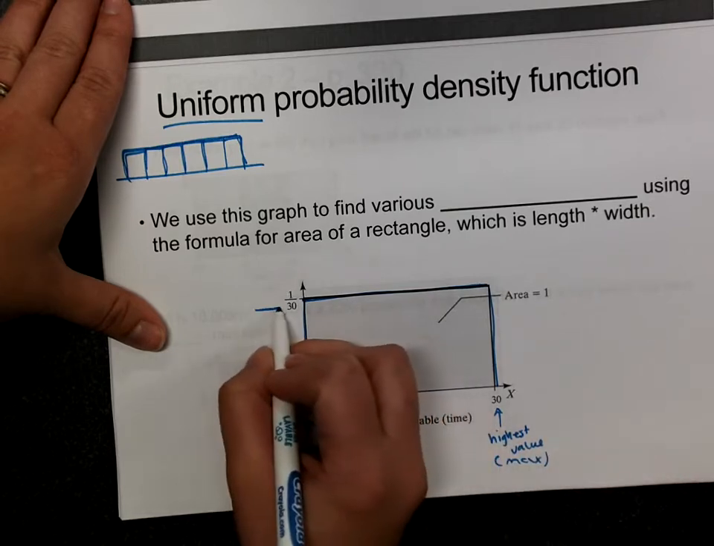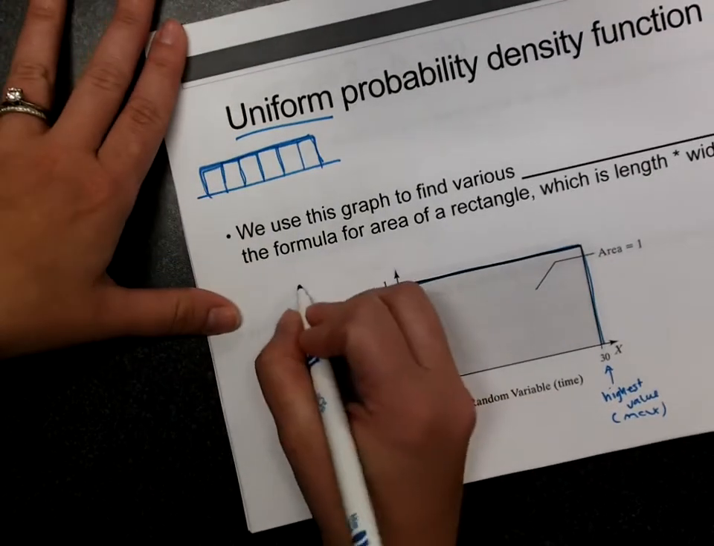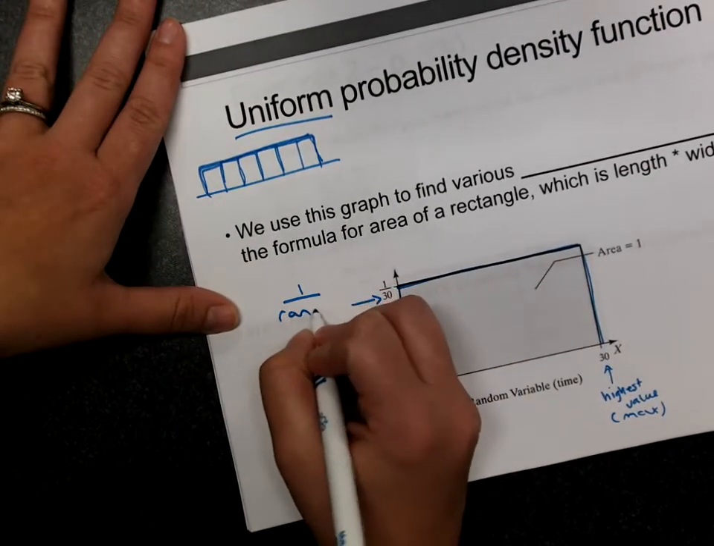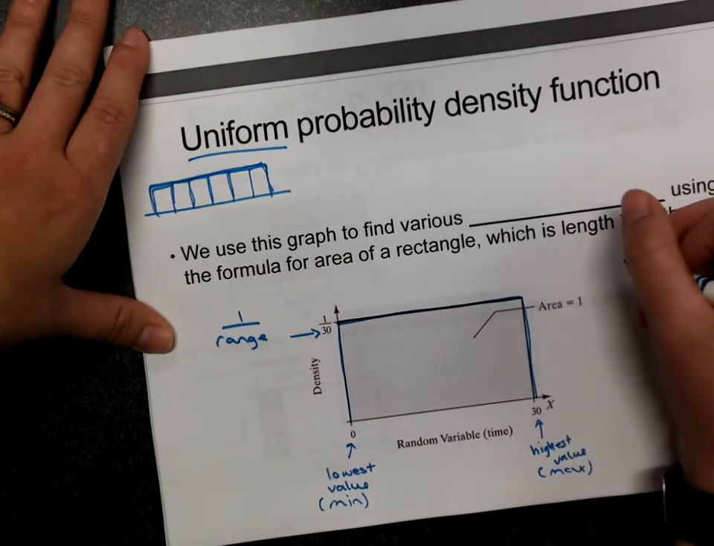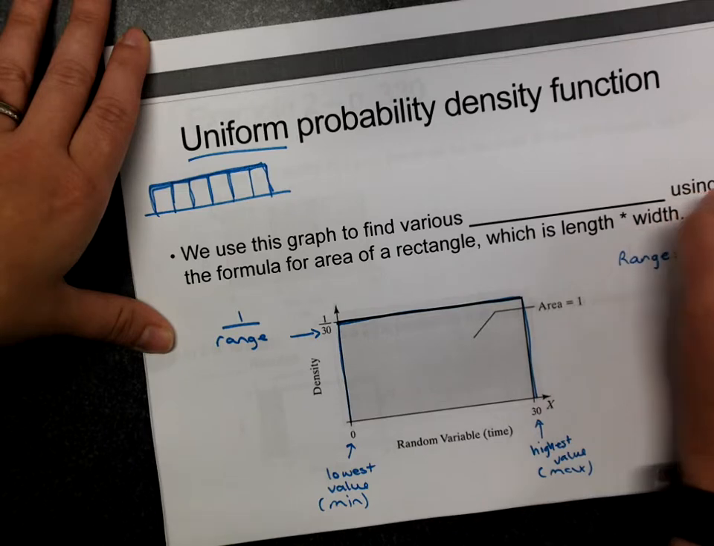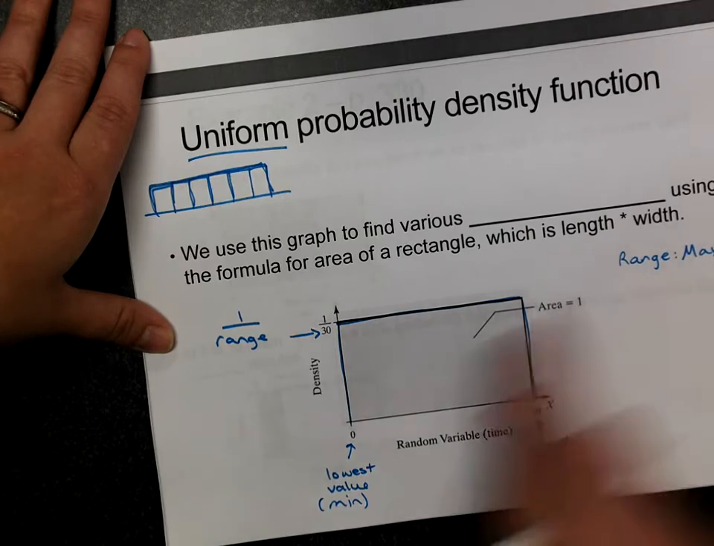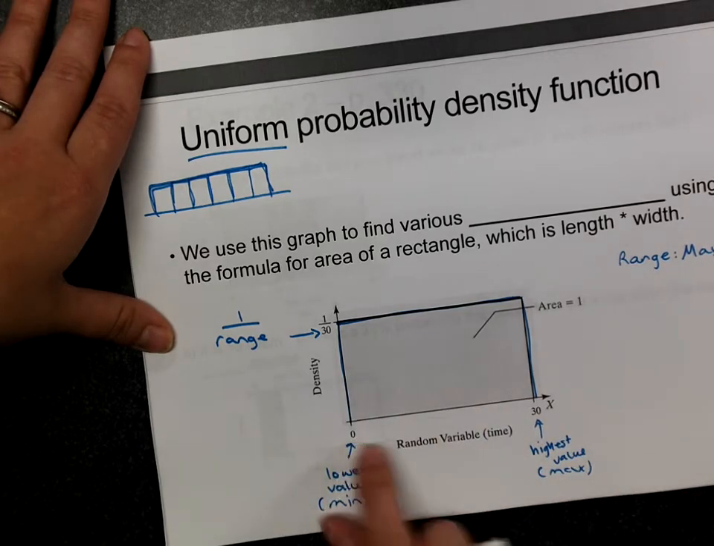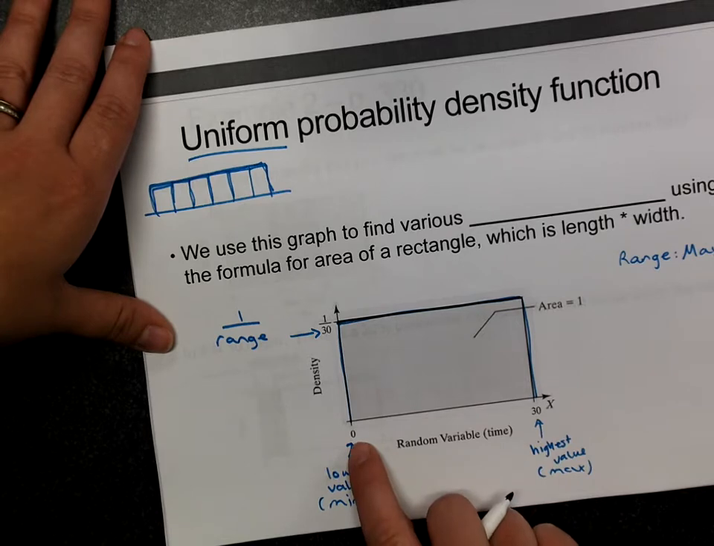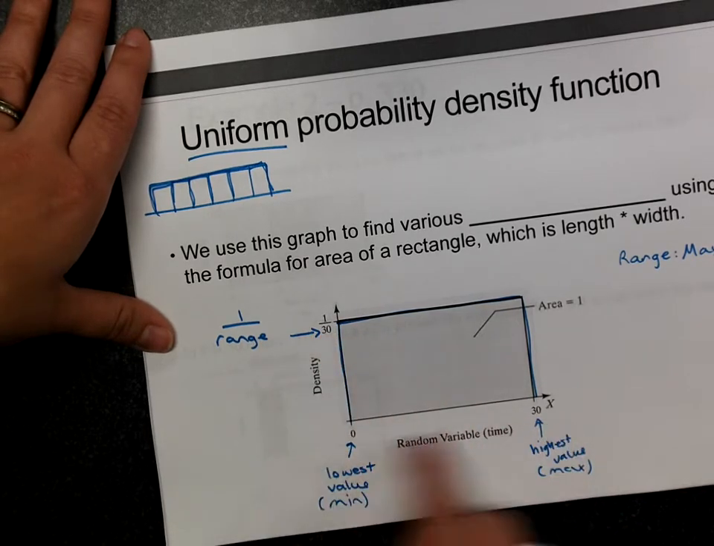And the height of any rectangle, it's not always 1 over 30, it's 1 over the range. And remember from chapter 3, the range is the maximum, whatever this number is for the scenario, minus the minimum, whatever that number is for the scenario. So in this scenario, it's 30 minus 0, which would be 30. But that number will change depending on your lows and your highs.